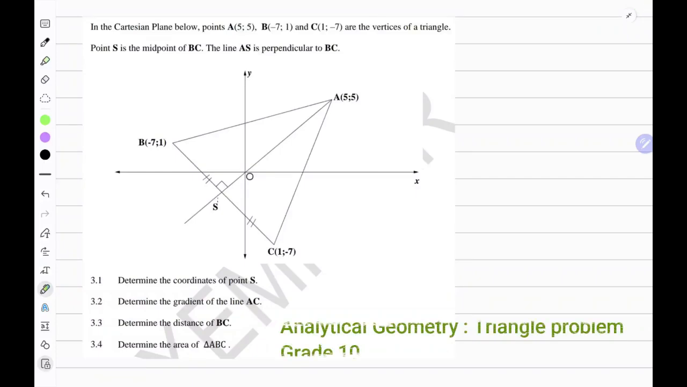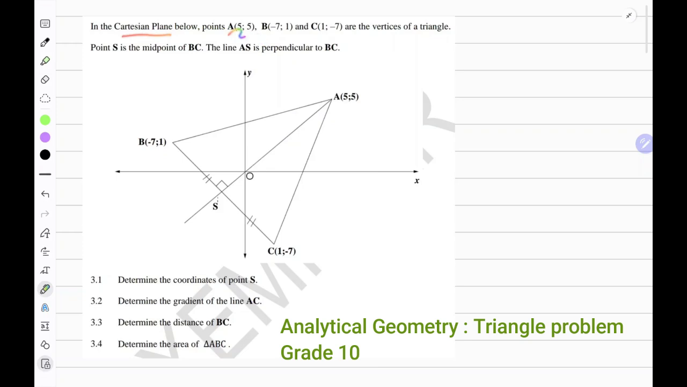Hi guys, let's solve the following analytical problem together. It says in the Cartesian plane, ABC form the vertices of a triangle. Point S is the midpoint of BC, and the line AS is perpendicular to BC.